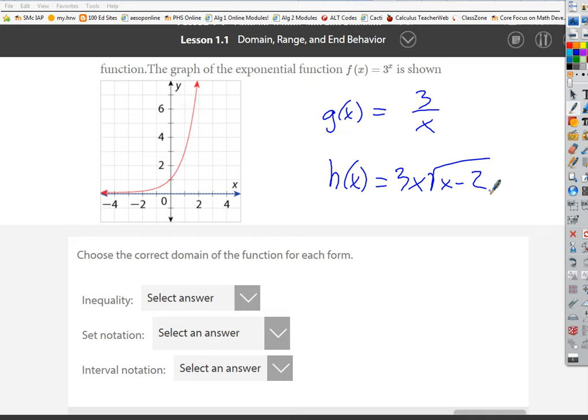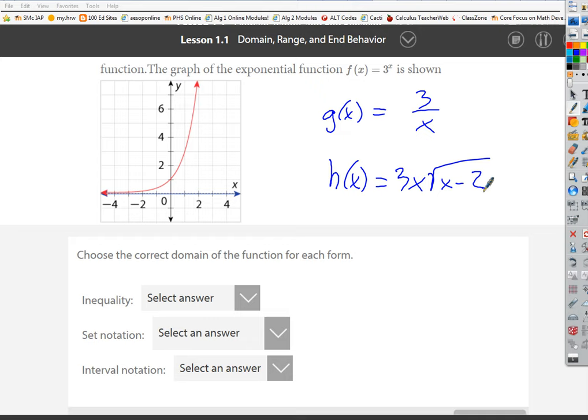Somebody said 2 would actually be okay, because that would give us the square root of 2 minus 2, which is 0. What is the square root of 0? 0. Okay, but 1 wouldn't work, would it? 1 wouldn't work because 1 would give us a negative number under there. Does that make sense? Okay.